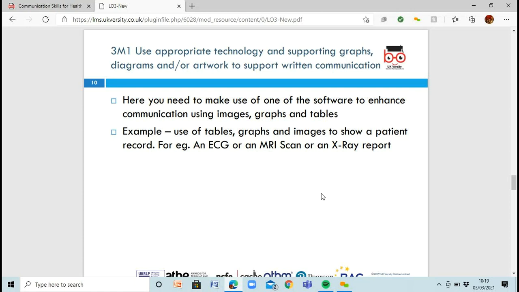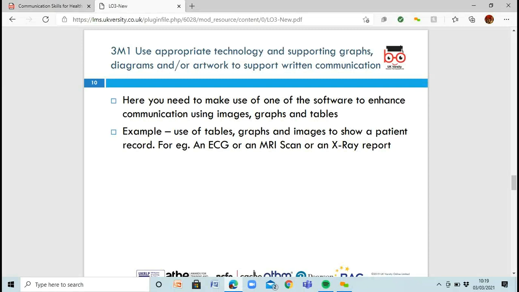Within that PowerPoint, you're going to have images, you're going to have graphs, you're going to have information in it, which is supporting written communication. So you'll have your answers on one side, and then you'll have something that will support it image-wise. So that will go part way in supporting this.